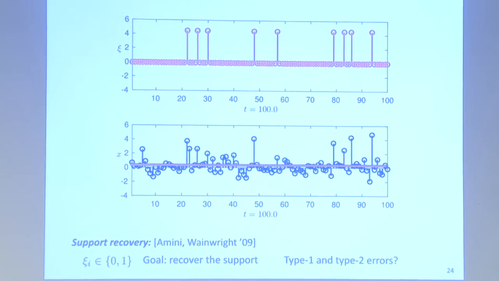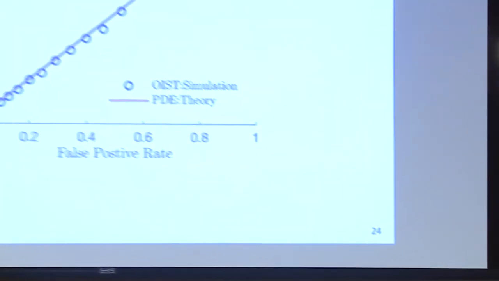But the choice of threshold will allow us to have a trade-off between so-called type 1 and type 2 errors, or ROC curve. But how do we know the exact performance of this ROC curve? Here are some simulations. We have, in this case, a true positive rate versus false positive rate trade-off. That's essentially a version of the ROC curve.